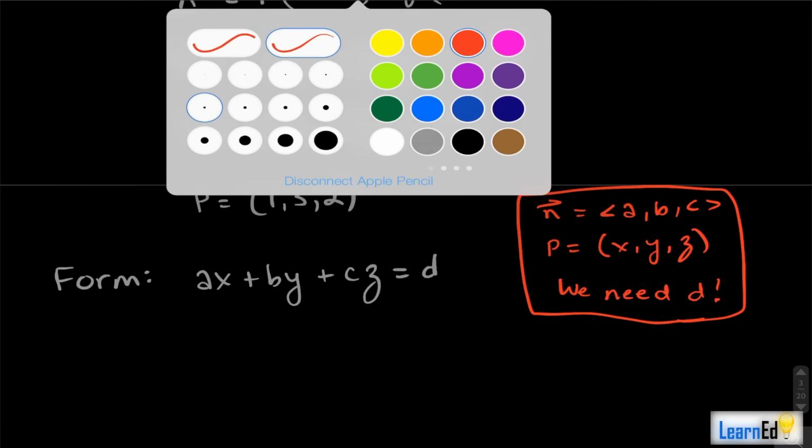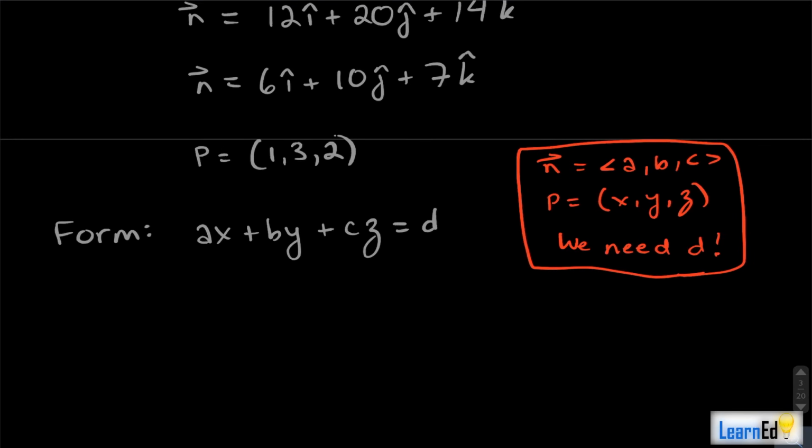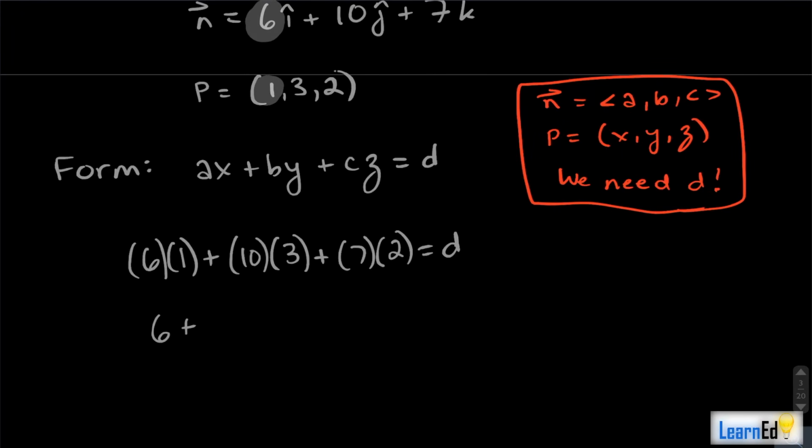All right, so let's plug everything in here. Well, first off, we have a is 6, right? So that's this guy right here. Okay, then we have x is 1, and we're going to go so on through the equation. So we have plus b is 10, y is 3, plus c is 7, z is 2, and that's equal to d. We get 6 plus 30 plus 14 equals d, and we get d is equal to 50.